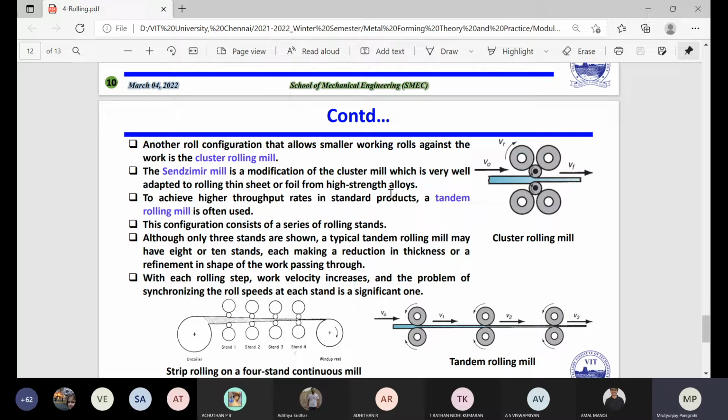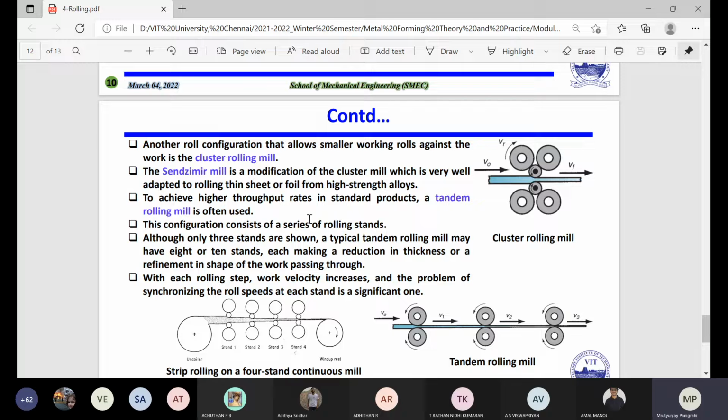So this depends upon your application and also upon your material, what kind of material you are putting. If you have some high strength alloy and you are producing thin sheets of foil directly from there, you can go for the Sendzimir mill. That is the advanced version, or the modification, of the cluster rolling.